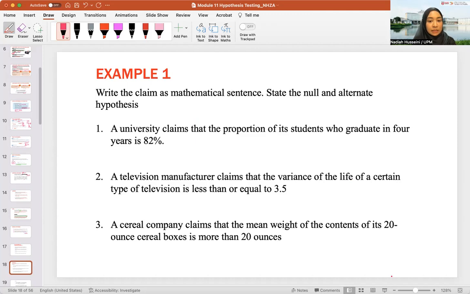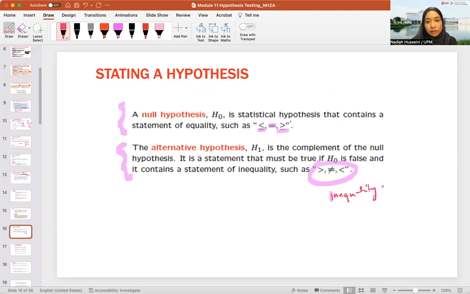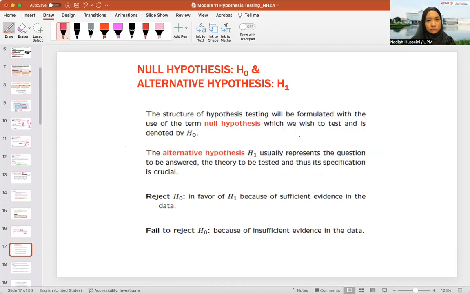So a university claims that the proportion of its students who graduate in 4 years is 82%. We know that anything that is equal is the null hypothesis. Anything that has an inequality sign is the alternate hypothesis. That's one way of looking at it. Another way is, if you want to support a statement, your null hypothesis must be of the opposite nature. So two things.